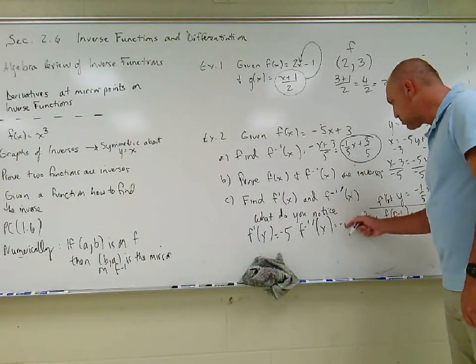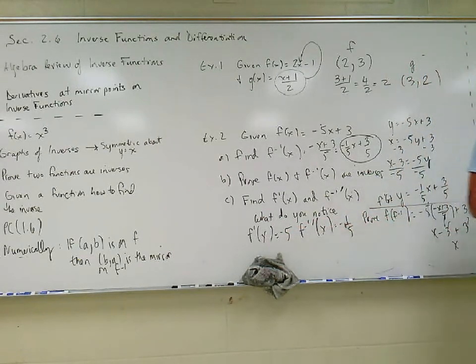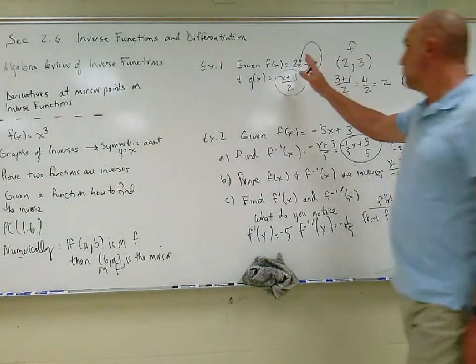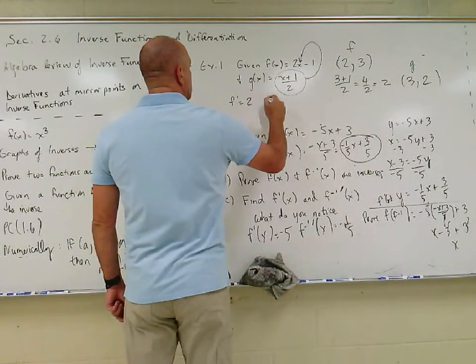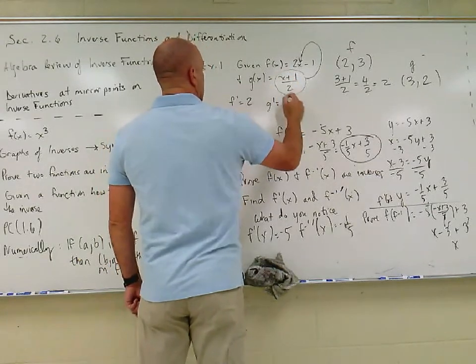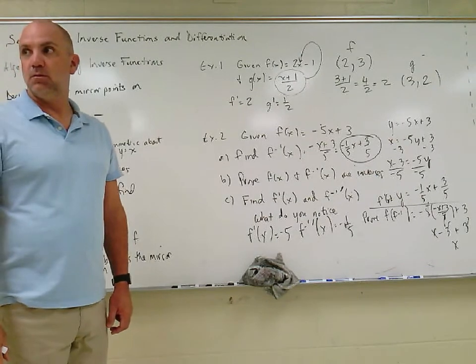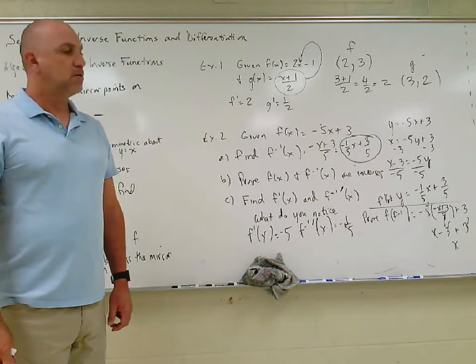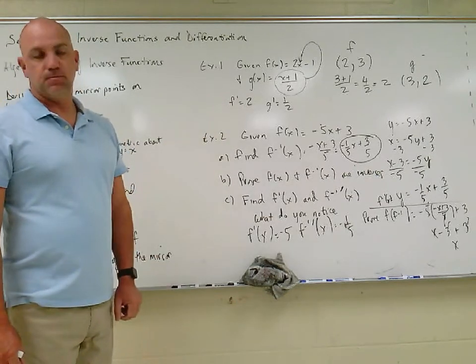So my question is, what do you notice about negative 5 and negative 1/5? Anybody notice what those are? They are reciprocals. Go back to the previous problem that we had with inverses. F prime is 2, G prime is 1/2. Reciprocals. Okay? Now, that's for all x.